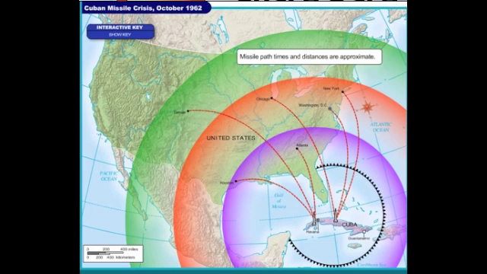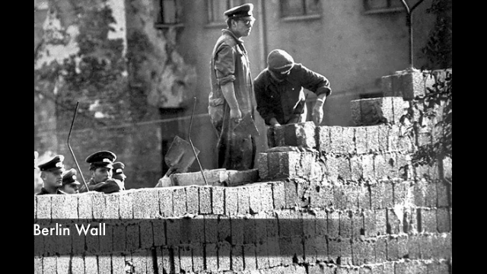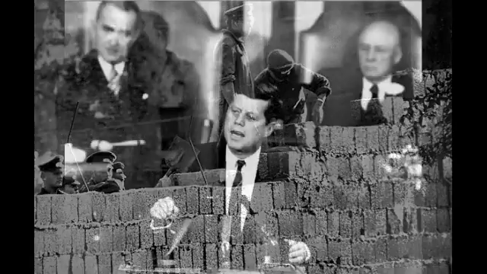The Cuban Missile Crisis that followed almost resulted in war, but was resolved when the United States agreed not to invade Cuba if the Soviets removed the missiles. And then the next year, in Berlin, the Soviets built a wall separating West and East Berlin.